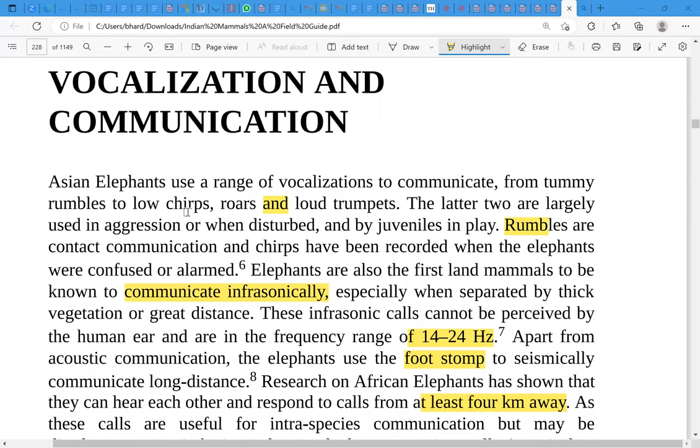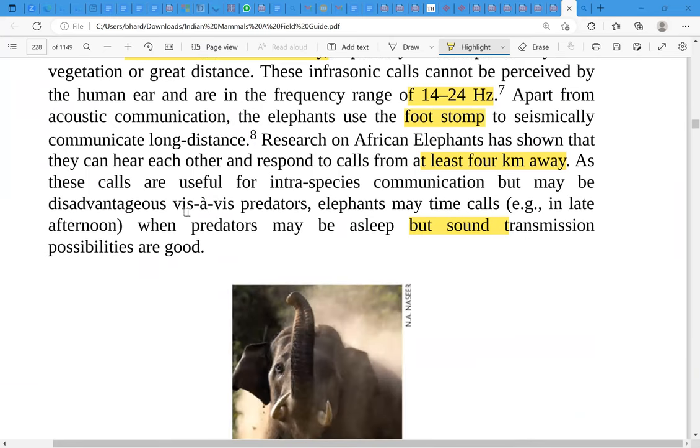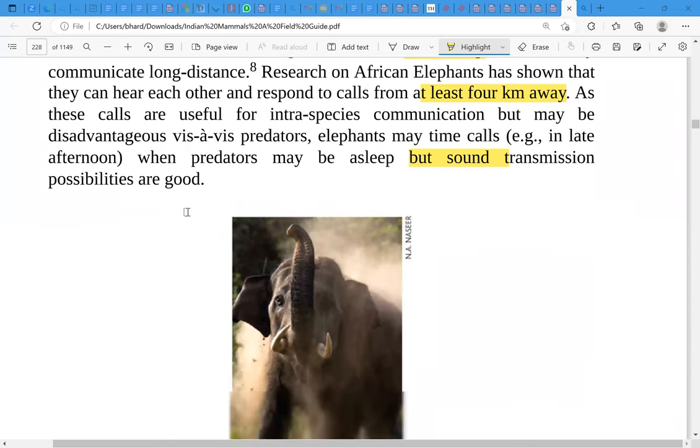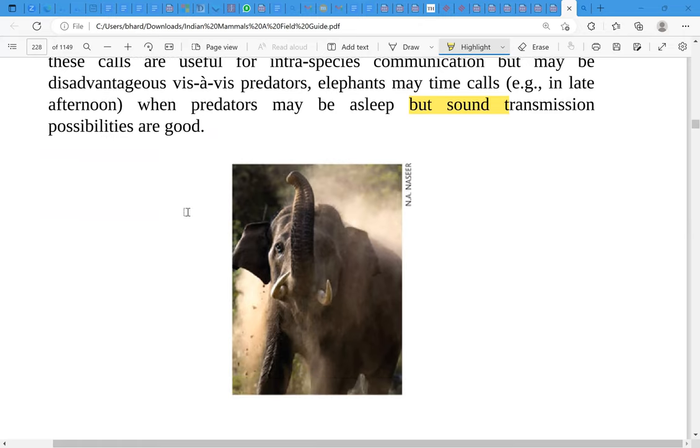When we talk about vocalization and communication, they have rumbles, contact communication, they are chirping, they are communicating infrasonically. What I mean to say is that when two elephants are talking, you will not be able to hear because human ears cannot detect infrasonic sounds. That means they can contact each other within 4 kilometers of area through infrasonic communication, 14 to 24 hertz. Next, in the same distance, if they are stomping their feet, then also seismically they can communicate over long distance. So this is an amazing thing, in order to make their friends and other species aware about predators or any kind of dangers.